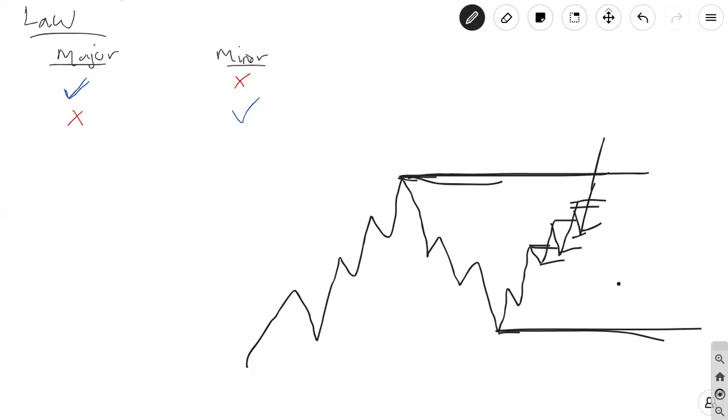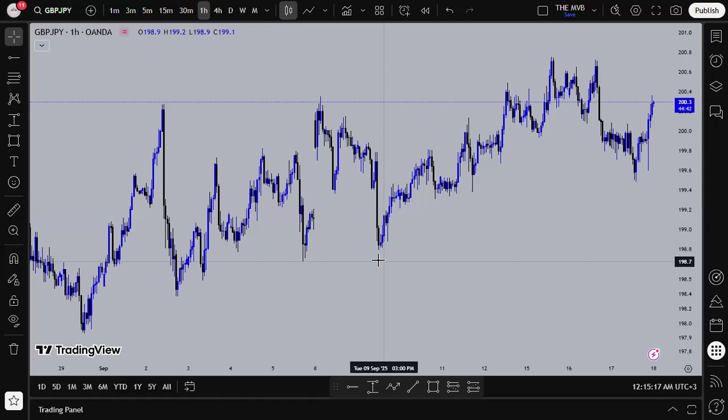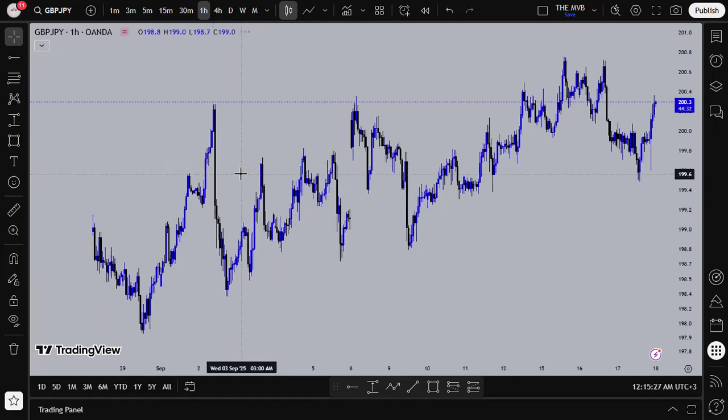I think you get the point here. Now, let's go to the chart and try to illustrate this concept a little deeper. All right, we're going to use this chart from GBP JPY, and currently we're in the 1 hour time frame.